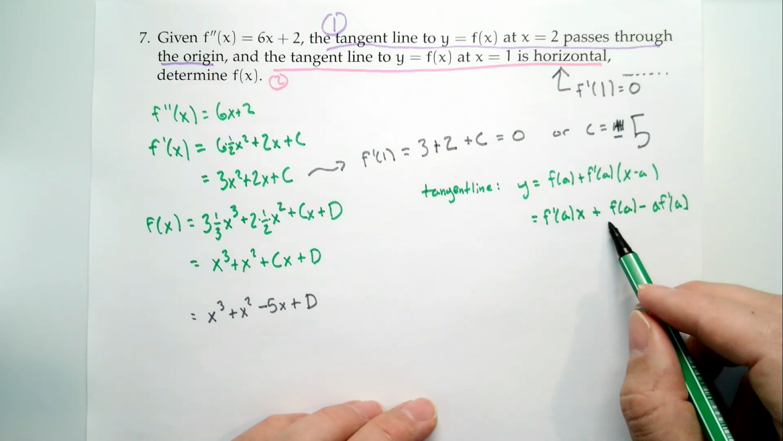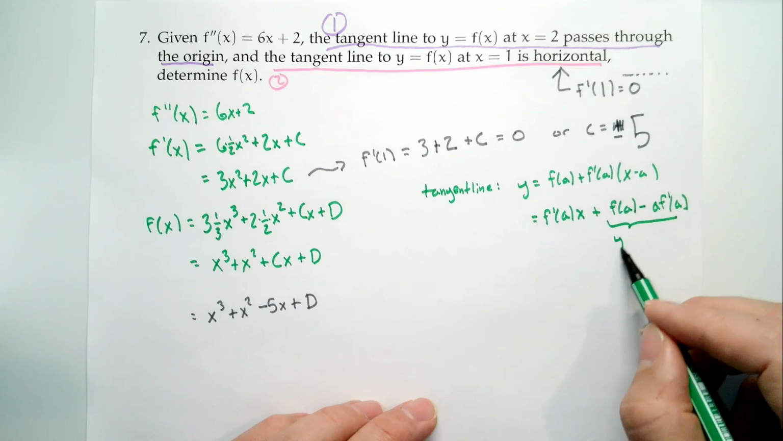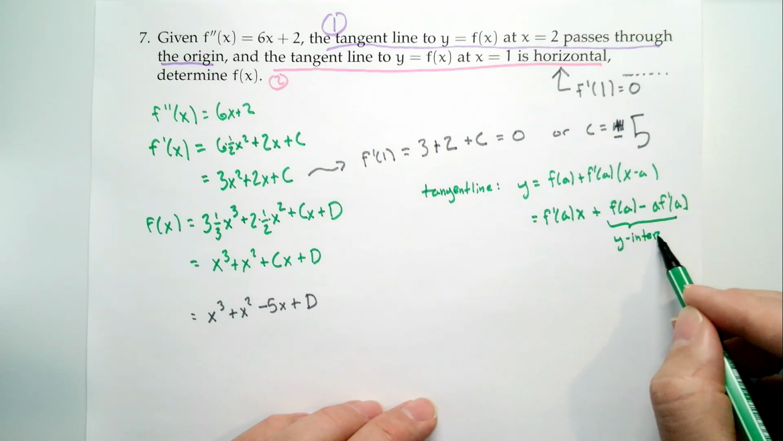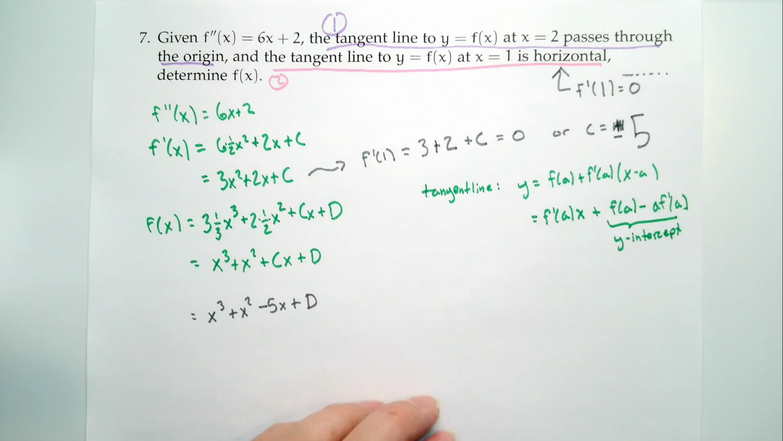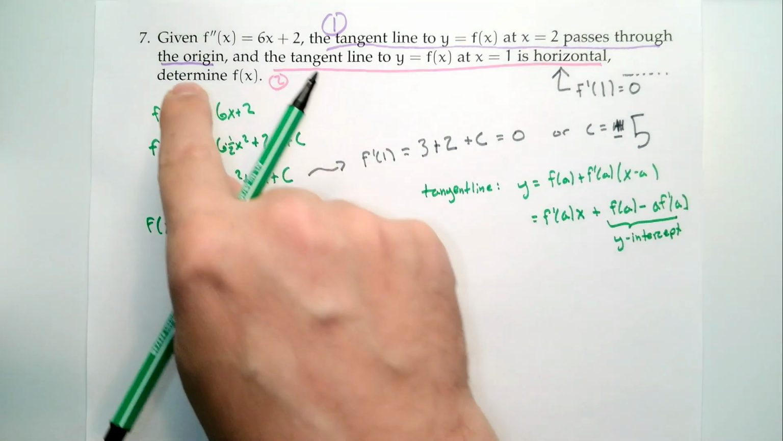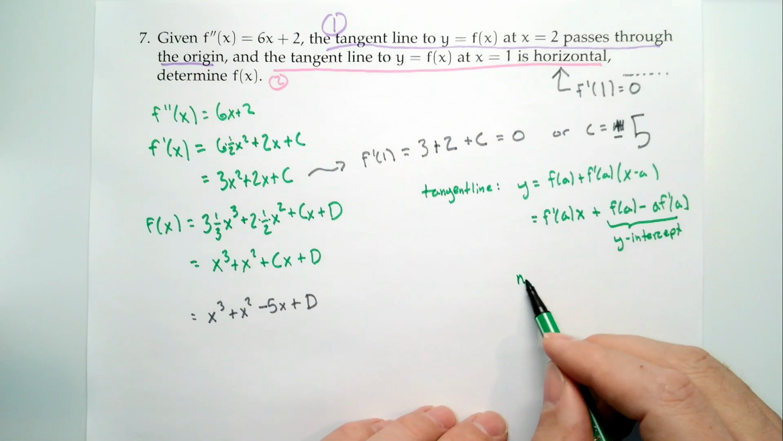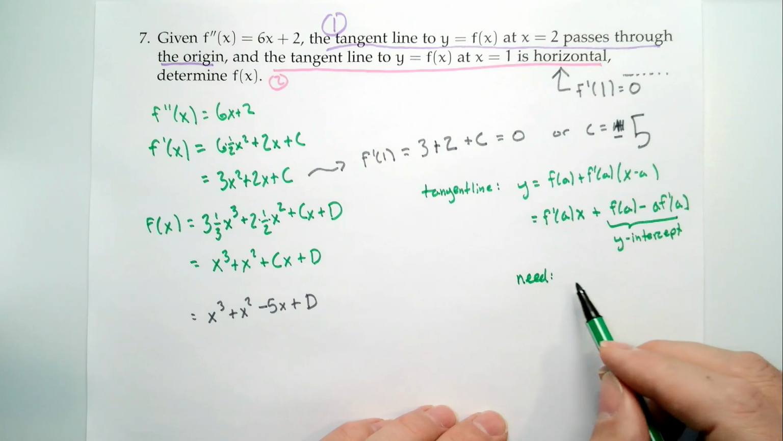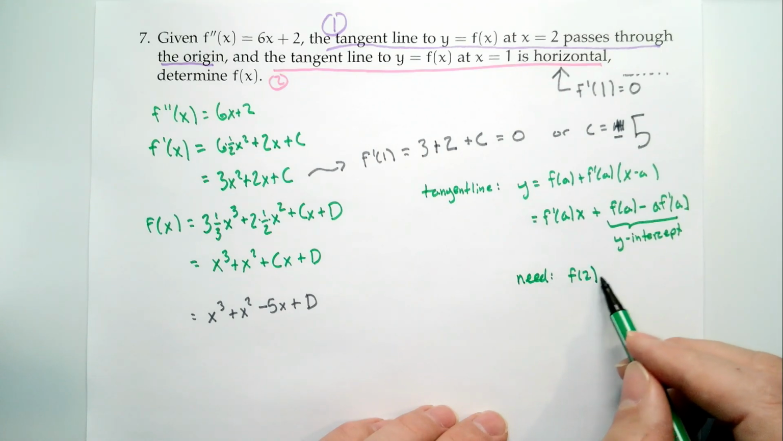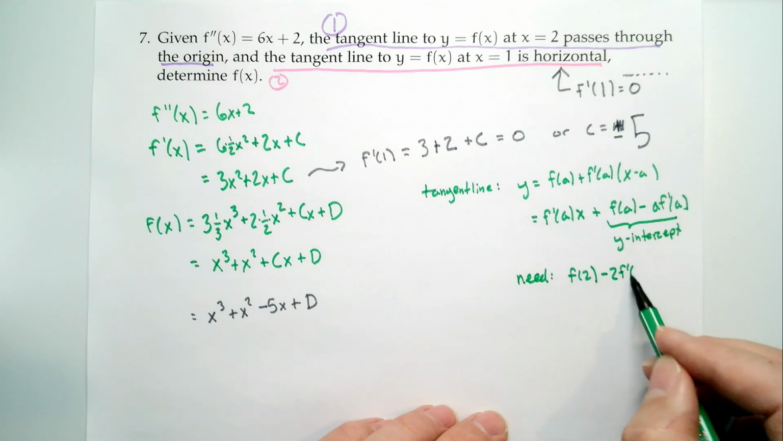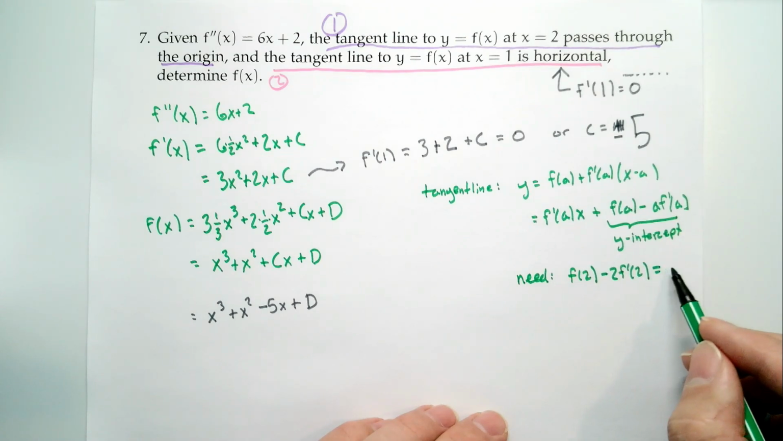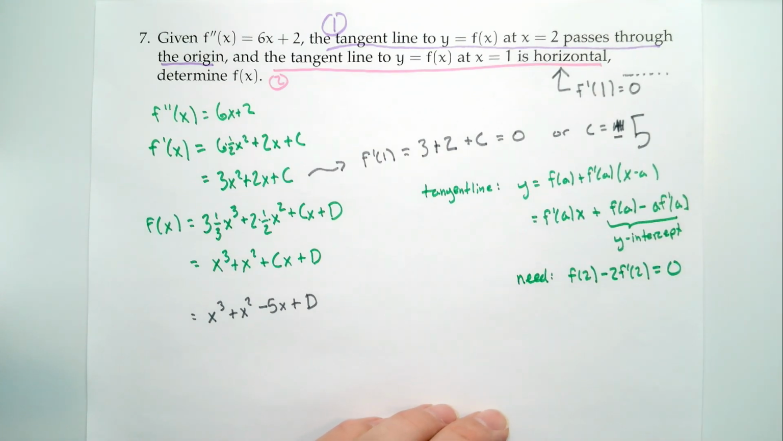So this part right here is your y-intercept. If we're passing through the origin, that tells us that we want our y-intercept to be 0, because that's where the origin is at. So we need the following to be true. We need that the function at 2 minus 2 f prime of 2 has to equal 0.